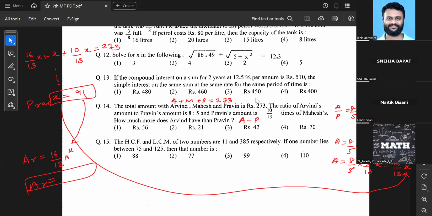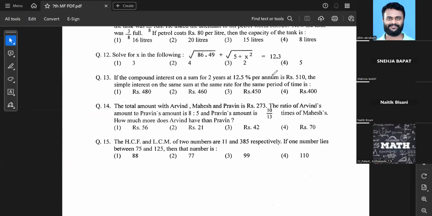Sir, I wanted to ask that if only compound interest is given for 2 years, is there any easier way to find the principal? The difference between compound interest and simple interest is equal to the square of rate of interest. That is the basic formula. Sir, if the compound interest of 2 years is given, is it possible to find the compound interest of 1 year from this provided information?